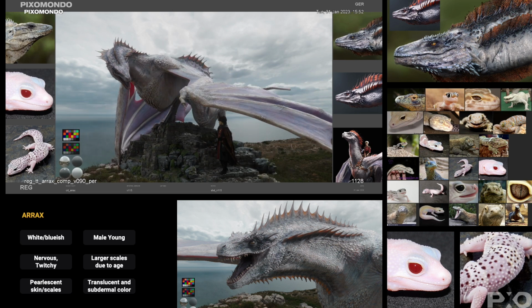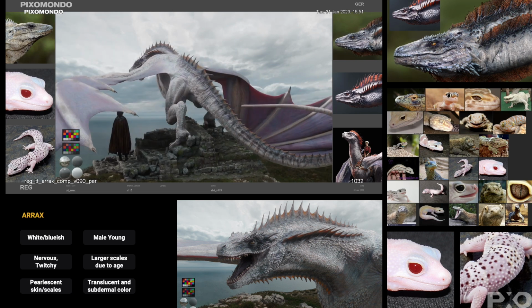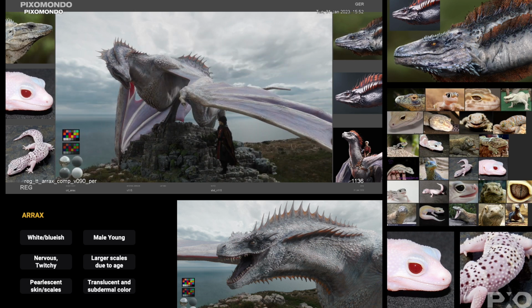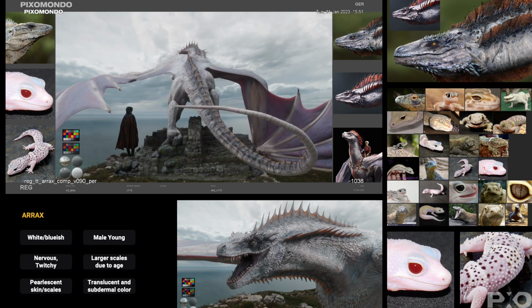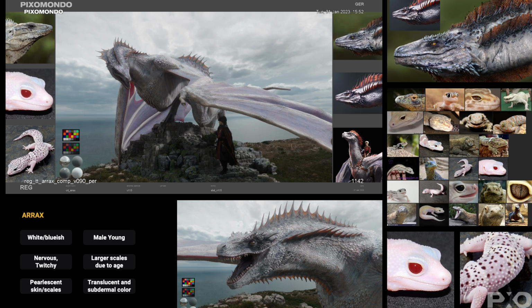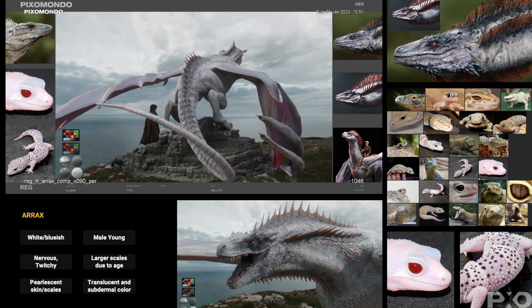So the challenge for this dragon was mostly that the texture artist was working and then sending these things to shading and really looking forward to see how it was looking once you apply all the effects with the subdermal and SSS in shading. So that was very interesting. There was a lot of back and forth and interaction between texturing and shading.